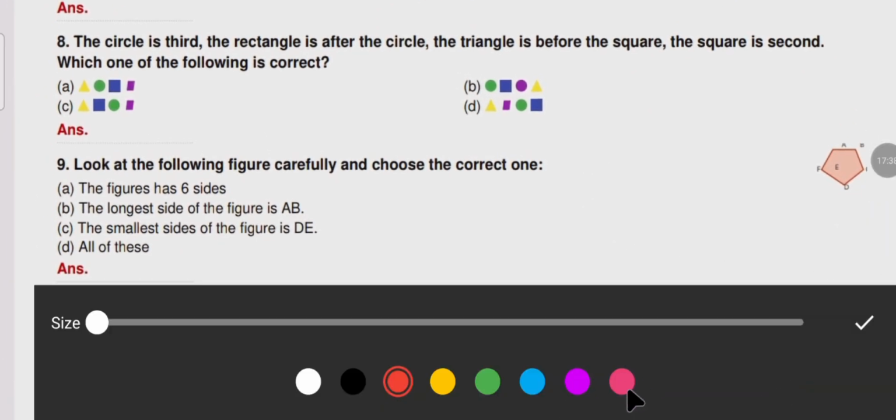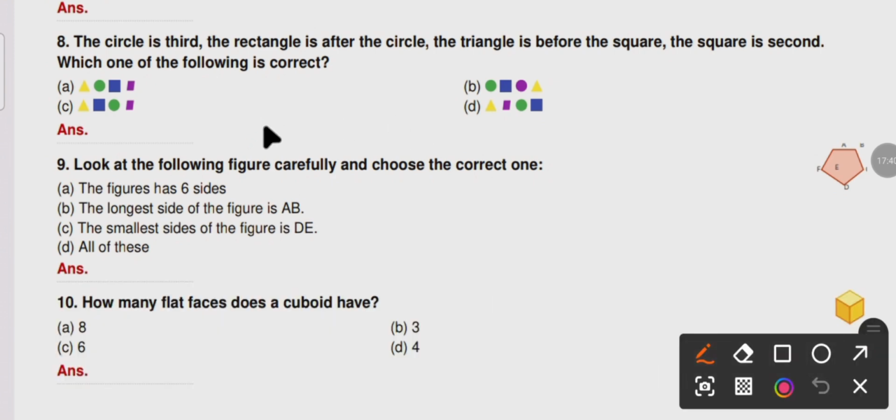Yes, very small pictures, small figures. So in these questions, what we have to do is find the sequence. First, the circle is third. The rectangle is after the circle, the triangle is before the square, and the square is second. Which one of the following is correct? So let's start. Circle is third.